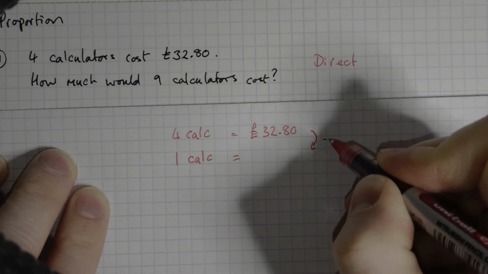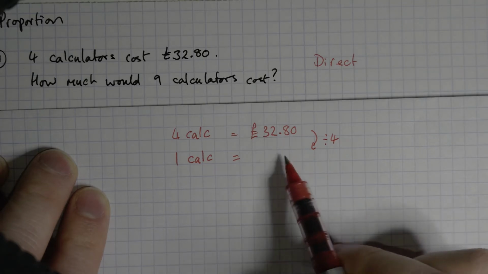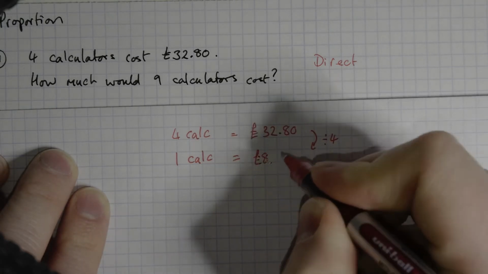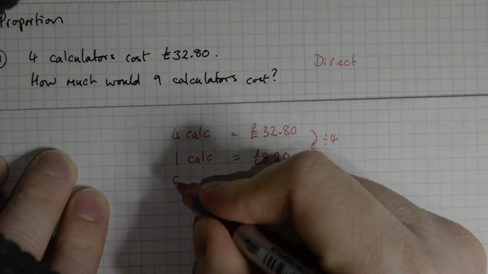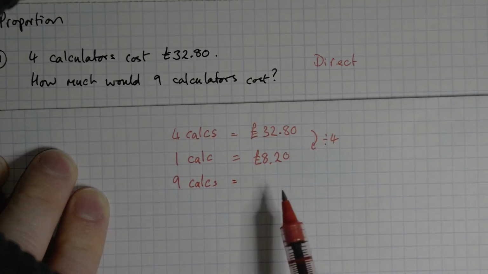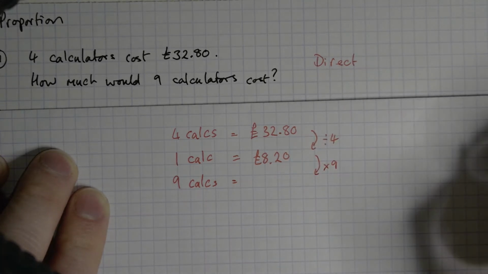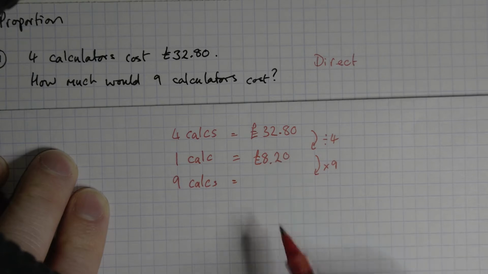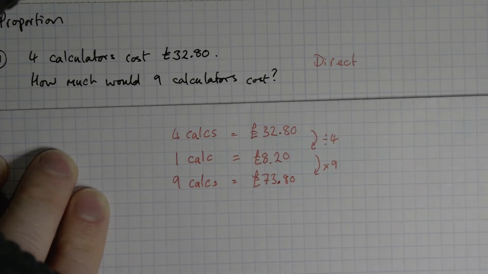Let's divide both sides by 4. Now, some of these questions you may use a calculator for, others you can't. There's a mixture. This one's not too bad in our heads because I know 32 divided by 4 is 8, and 80 pence divided by 4 is 20. There's £8.20 per calculator. So to get up to 9 calculators, I'm going to multiply both sides by 9 to get the total amount of money for 9 calculators. 9 times 8 is 72, and 9 times 20p is £1.80. This is £73.80. Feel free to use a calculator if you couldn't do that in your head, though.